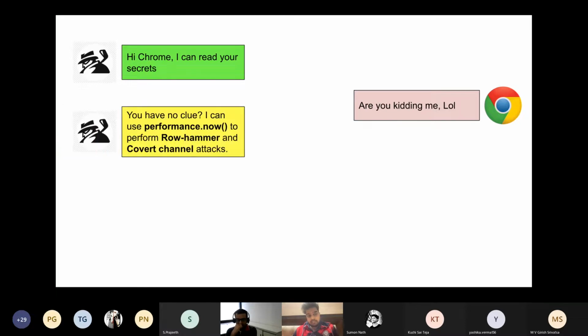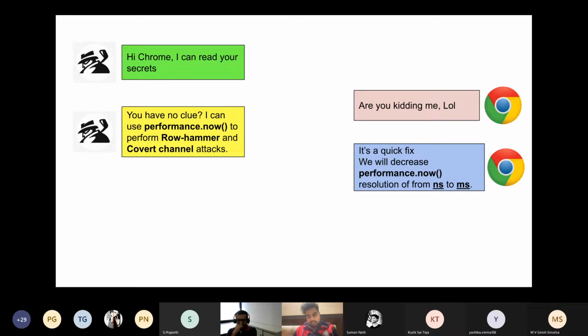Then they do some Rowhammer and covert channel attacks using JavaScript on the browser using performance.now, which is a JavaScript function that initially had nanosecond time resolution. Then, as a quick fix to prevent these attacks, browsers lowered the resolution of the performance.now function from nanosecond to millisecond so that these attacks won't be possible.